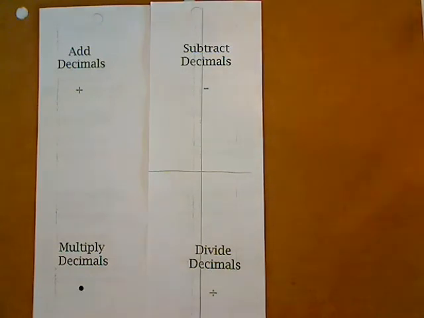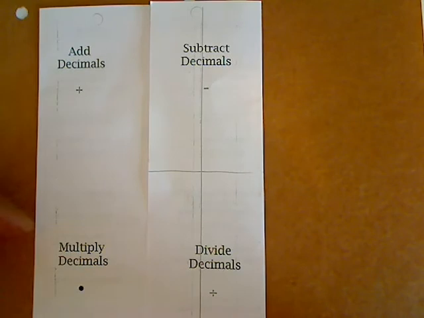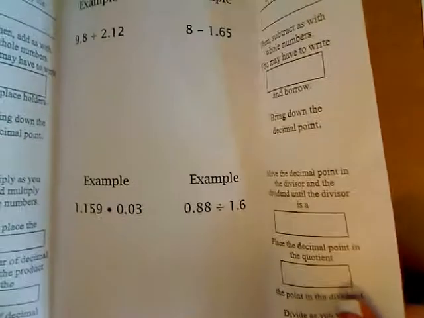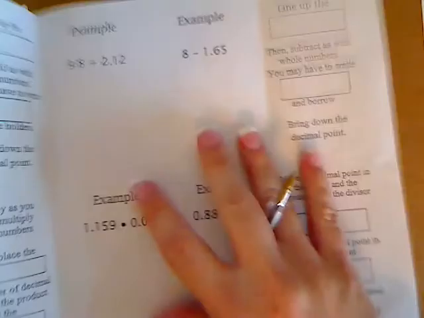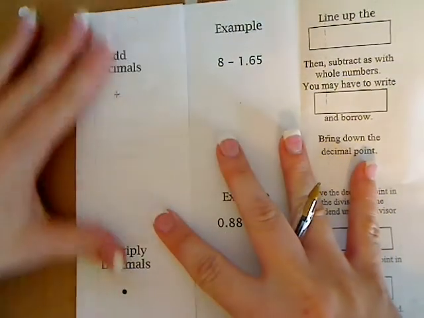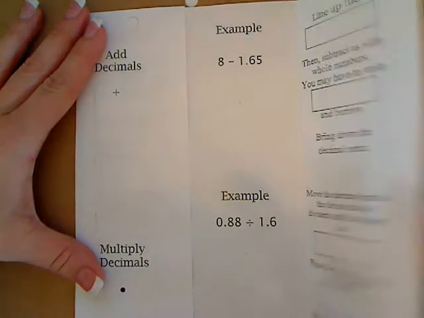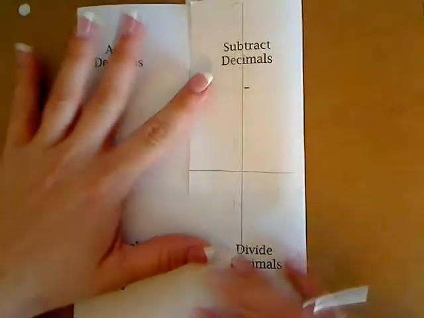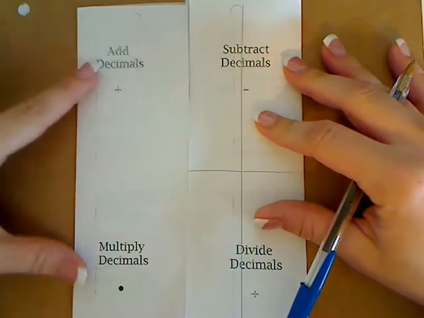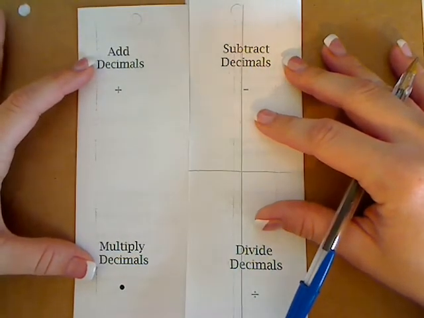Okay guys, today we're going to talk about adding decimals and multiplying decimals. So this is the foldable that you got in class today. What you're going to do is take it and fold it halfway into the middle and do the same with the other side. We're going to do subtracting and dividing decimals tomorrow. So today we're only going to focus on adding decimals and multiplying decimals.